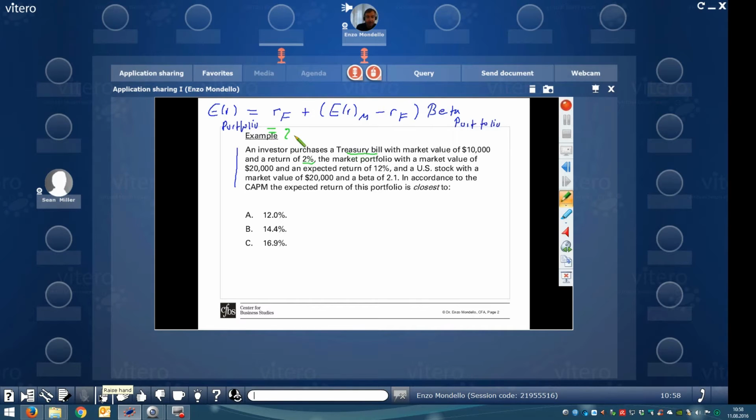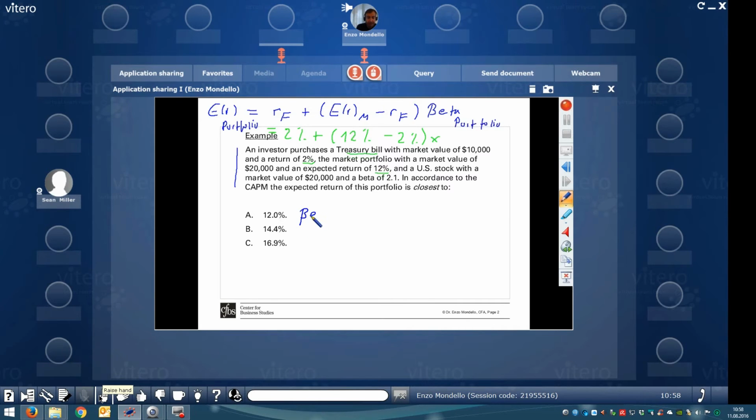So we can include here in the equation 2% plus the market risk premium. The market risk premium, that's the expected return rate of the market portfolio, which is 12%, and we are deducting from it the risk-free rate as the rate of the T-bill of 2%. The market risk premium must be multiplied with the beta of the portfolio, and portfolio beta is calculated as a sum of the weighted betas.